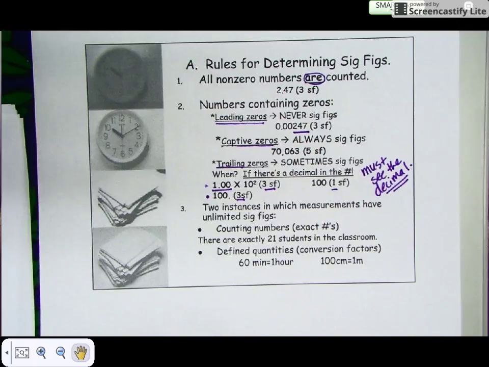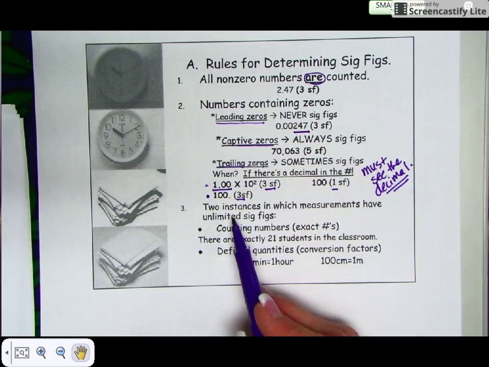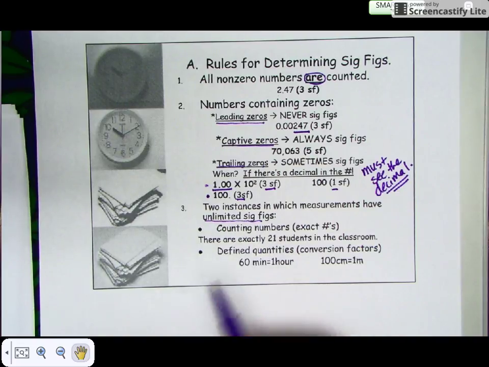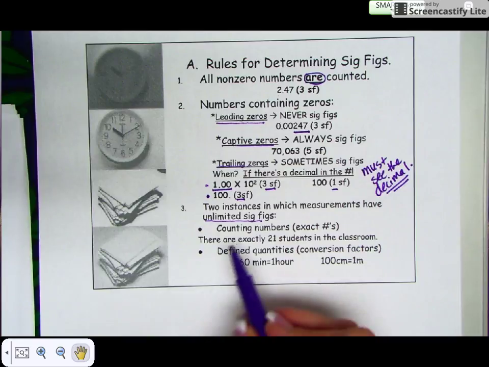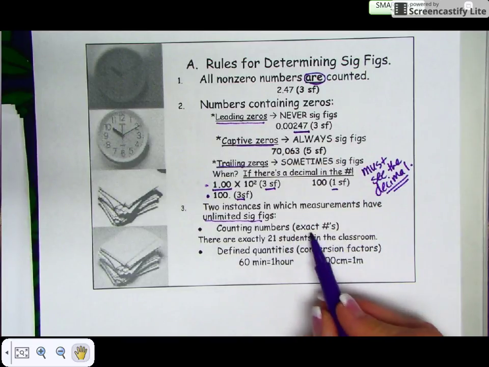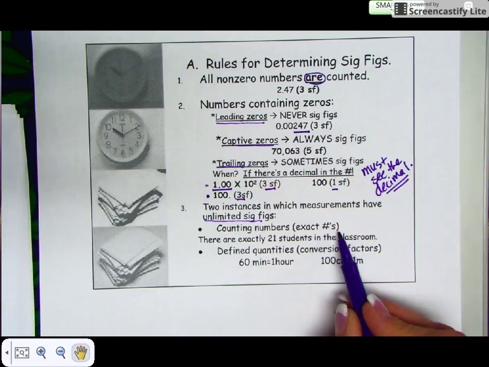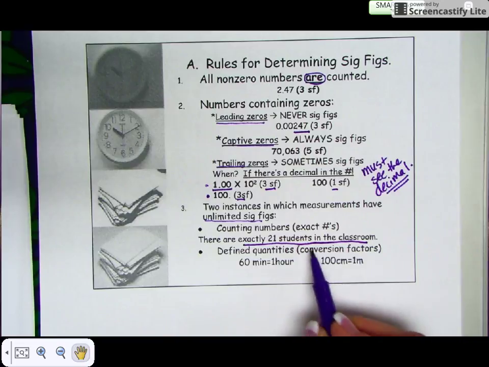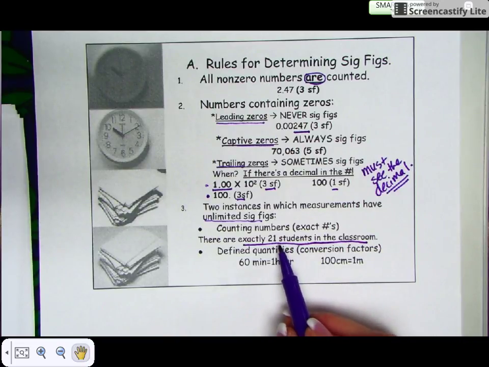The final rule for sig figs is when you have specific instances where you have unlimited sig figs, or infinite sig figs. This occurs when you have counting numbers, which are exact numbers. Like if we were to have exactly 21 students in our classroom, we would have had to count out that number of students. When you physically count something, there's not any uncertainty, so there's no estimated digit. It's a definite number. So you would tell me that has unlimited sig figs.